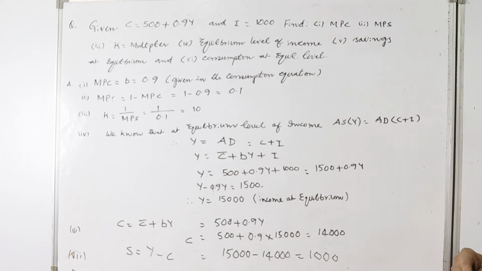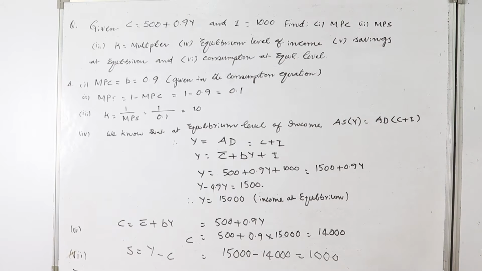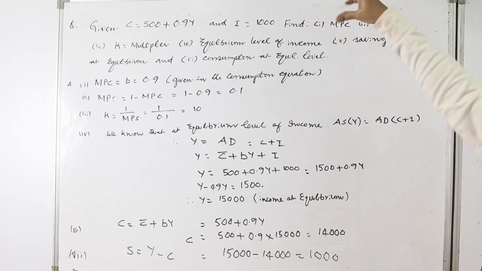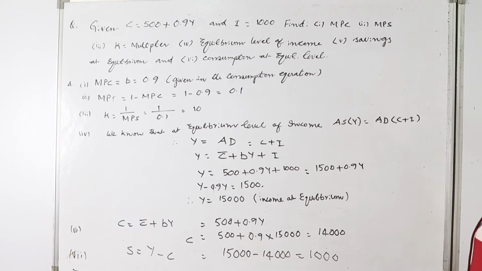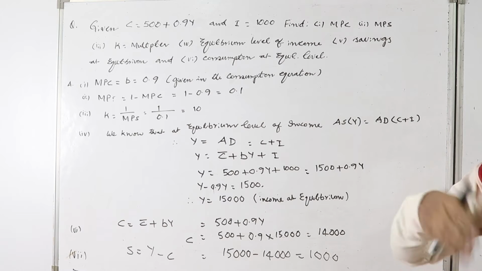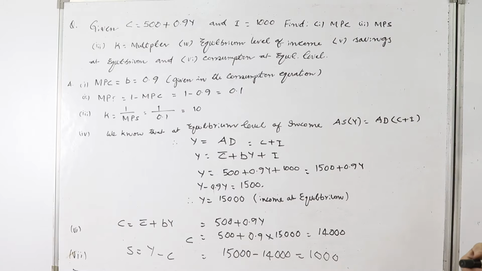Given C is equal to 500 plus 0.9y. What it means here, they have given you the consumption function or consumption equation. C is equal to 500 plus 0.9y. You analyze this equation. C is consumption and 500 we know is autonomous consumption, C bar, the minimum consumption in the economy. 0.9y, what does 0.9y stand for? This stands for MPC. That means whenever the income in the economy goes up, the consumption will go up by 0.9 times of the income, 0.9.